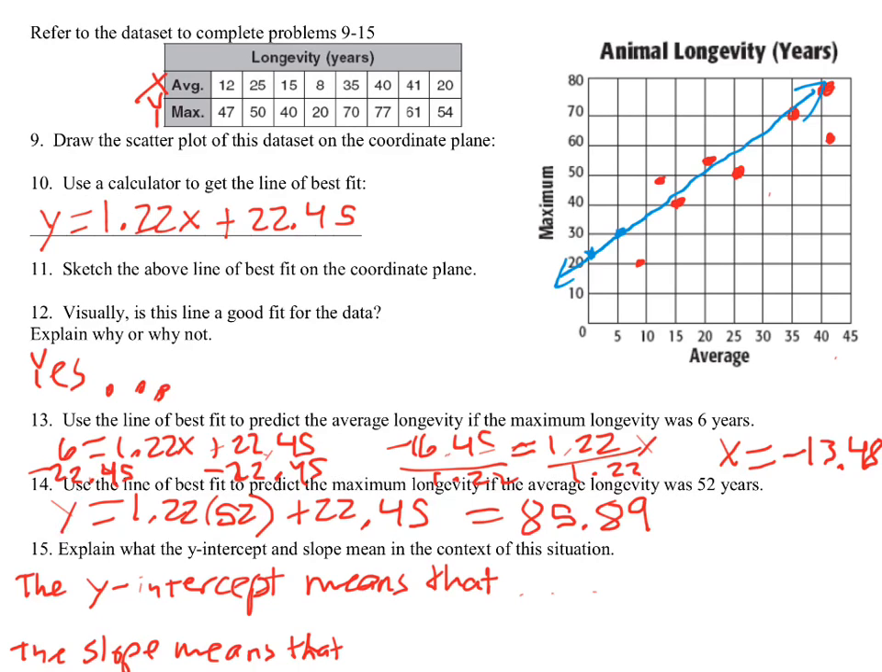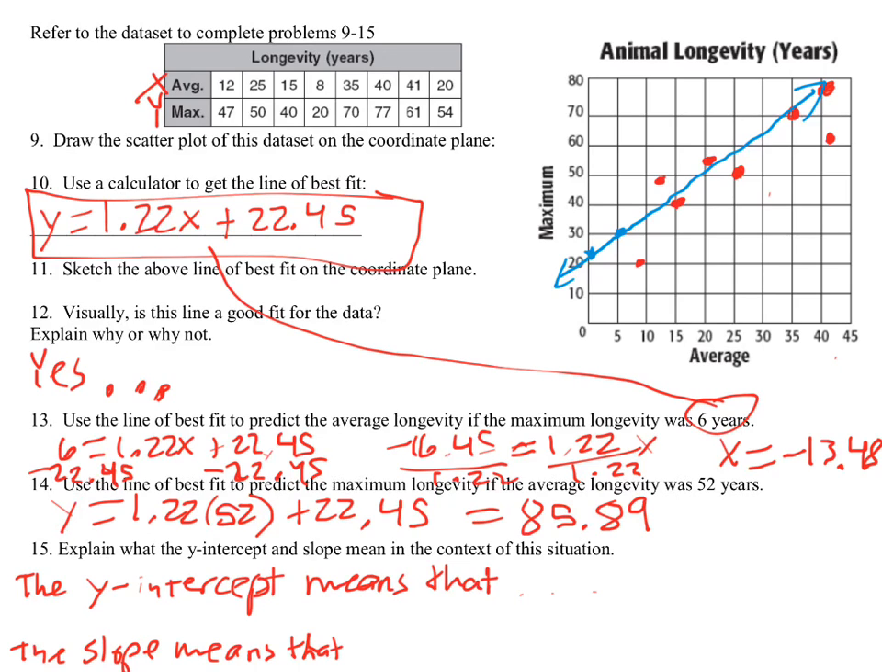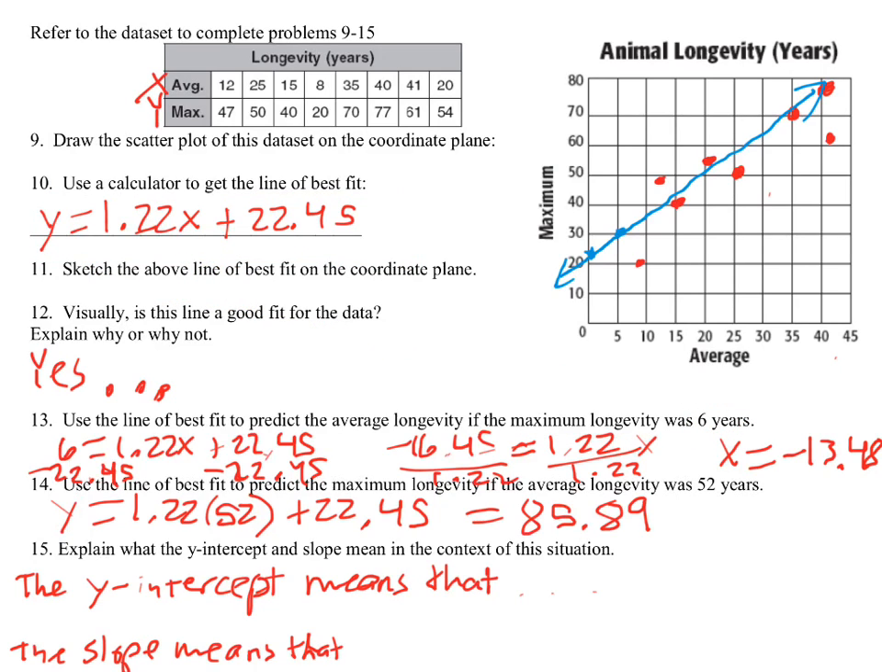13. Use the line of best fit to predict the average longevity if the maximum longevity is 6 years. So what you're going to do is take this equation, and take this 6 and plug it in. But you don't plug it into the x, you plug it into the y, because this is a maximum longevity, and maximum longevity is a y value. And so the 6 goes in for y. That's where I got this equation from. And you don't know x, so you have to figure out x at this point.